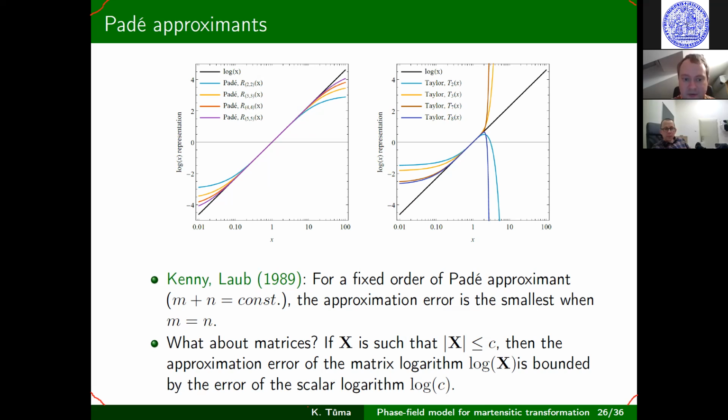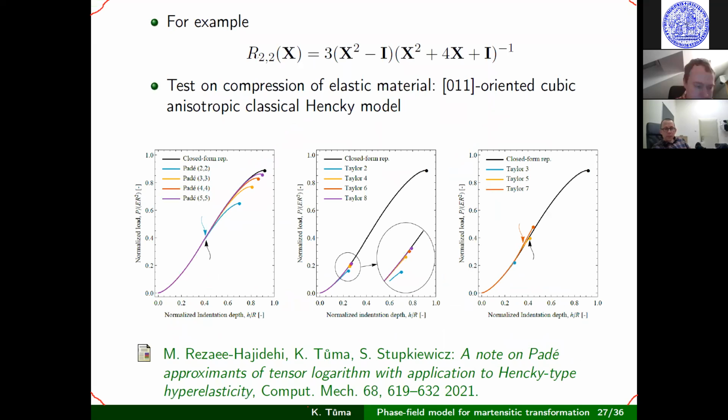And they also say something about the matrices. So if we have a matrix X whose norm is lower or equal than C, then the approximation error of the matrix logarithm is bounded by the error of the scalar logarithm. So really, Padé is much better than Taylor. So we decided to use Padé. And for the matrices, for example, Padé 2-2 looks like this. So instead of dividing by a polynomial, you multiply by the inverse of the sum of matrices.